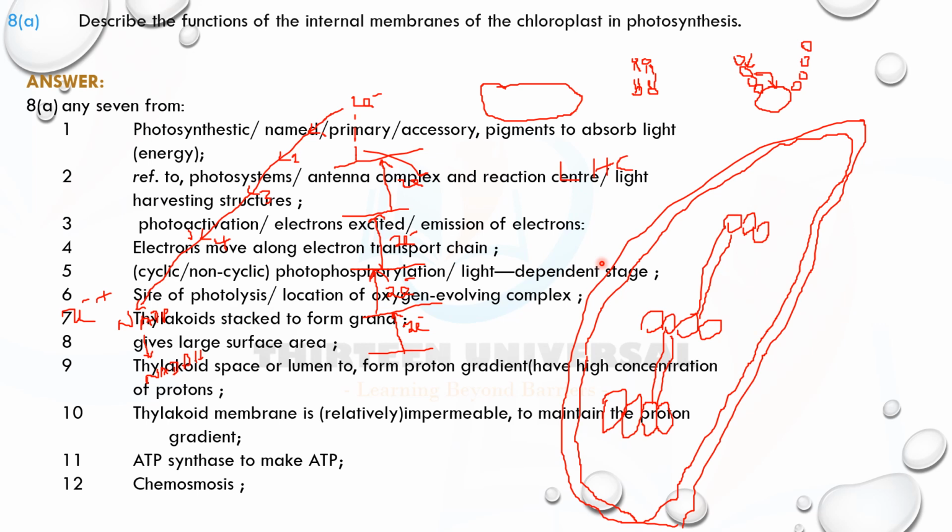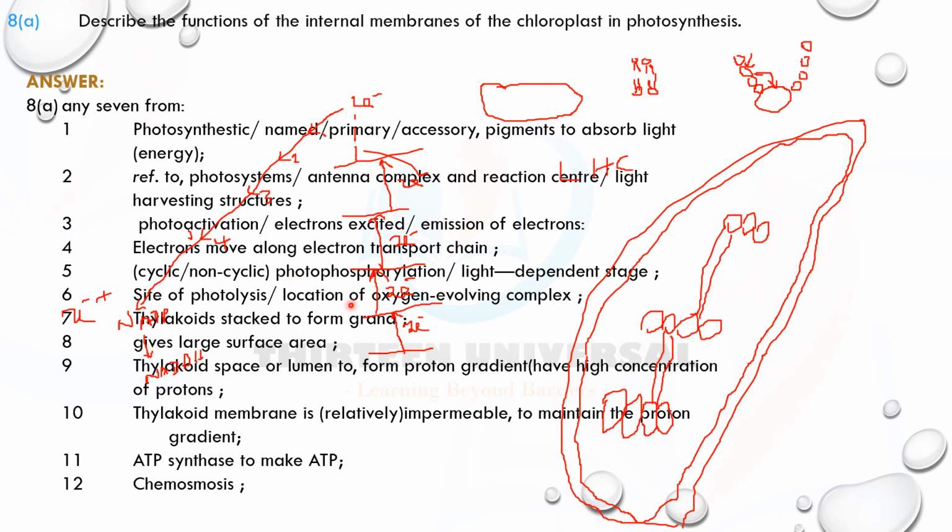Let's look at what the mark scheme says. Photosynthetic pigment, accessory pigment to absorb light energy, reference to photosystem, antenna complex, reaction center. So you see the sequence. Each of these parts, the accessory pigment, absorbs light energy. The photosystems, antenna complex, and reaction center are all light harvesting structures, with photoactivation of electrons. I think we mentioned that electrons move along the electron transport chain because we have electron carriers embedded in this thylakoid. That's called photophosphorylation.